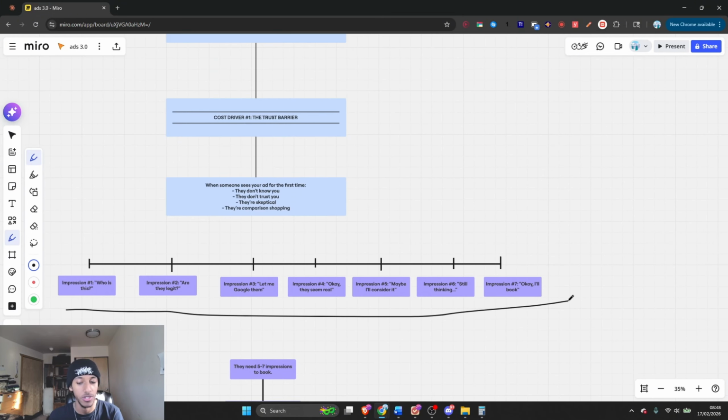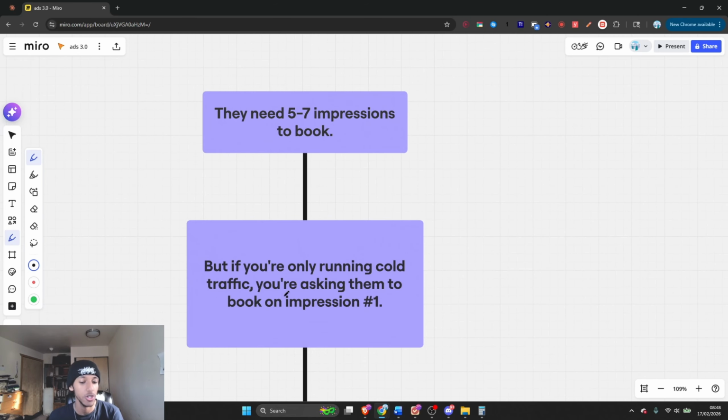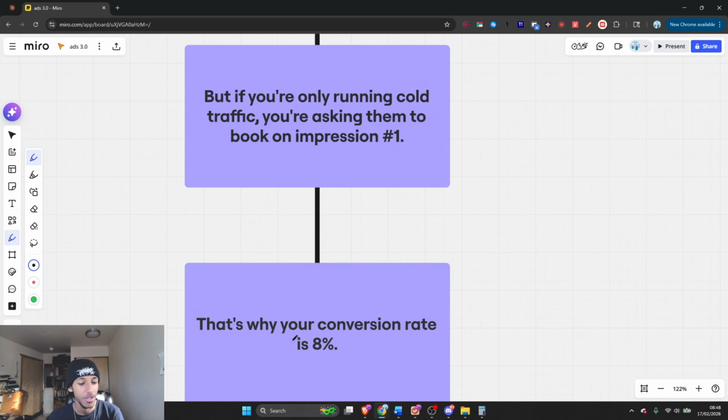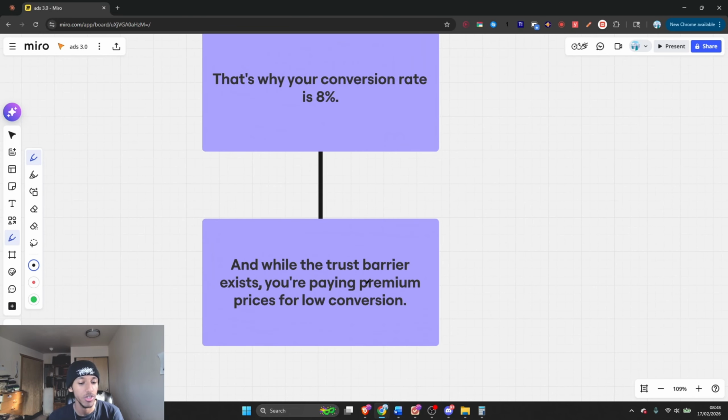Over 7 of these. They need 5 to 7 impressions to book. But if you're only running cold traffic, you're asking them to book on impression 1 when they don't even know you. This is why your conversion rate is 8%. And usually it's just people who are just curious. They're not even interested in your services. And while the trust barrier exists, you're paying premium prices for lower conversion.